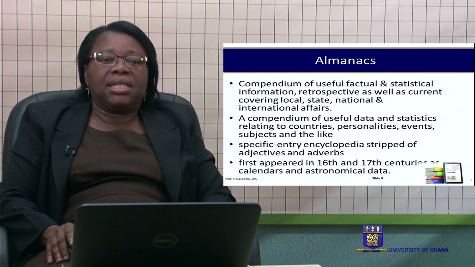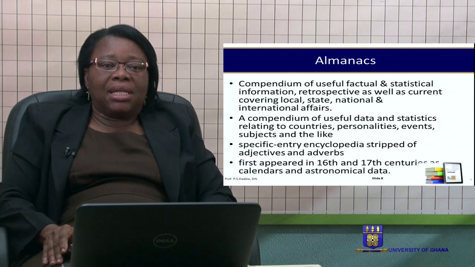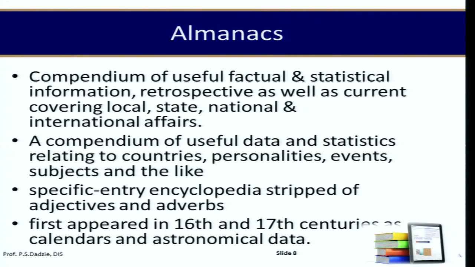So let's look at the first fact source, almanacs. What are almanacs? They are a compendium. Compendium refers to a summary. So, a summary of useful factual and statistical information. They contain retrospective information as well as current information. And they have a whole lot of information in almanacs.